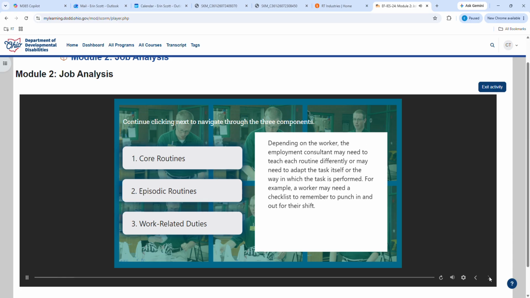Depending on the worker, the employment consultant may need to teach each routine differently or may need to adapt the task itself or the way in which the task is performed. For example, a worker may need a checklist to remember to punch in and out for their shift.